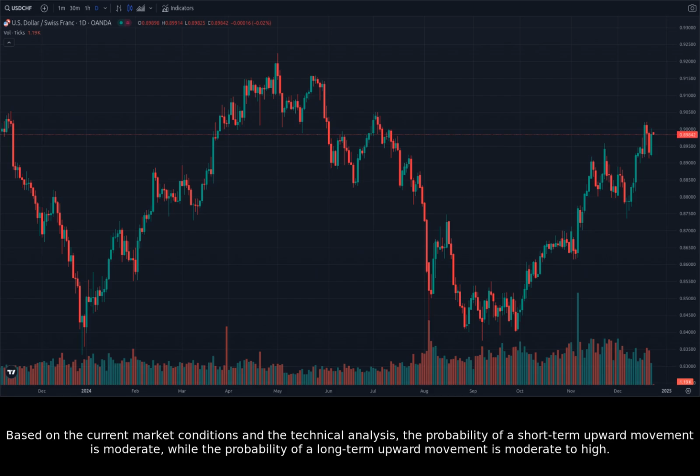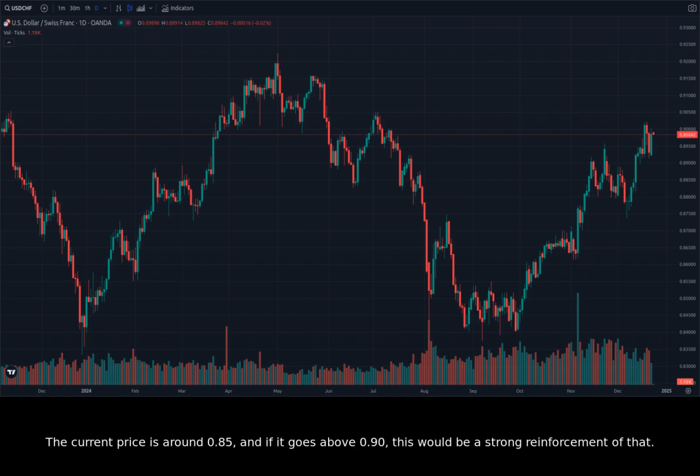Based on the current market conditions and the technical analysis, the probability of a short-term upward movement is moderate, while the probability of a long-term upward movement is moderate to high. The current price is around 0.85, and if it goes above 0.90, this would be a strong reinforcement of that.